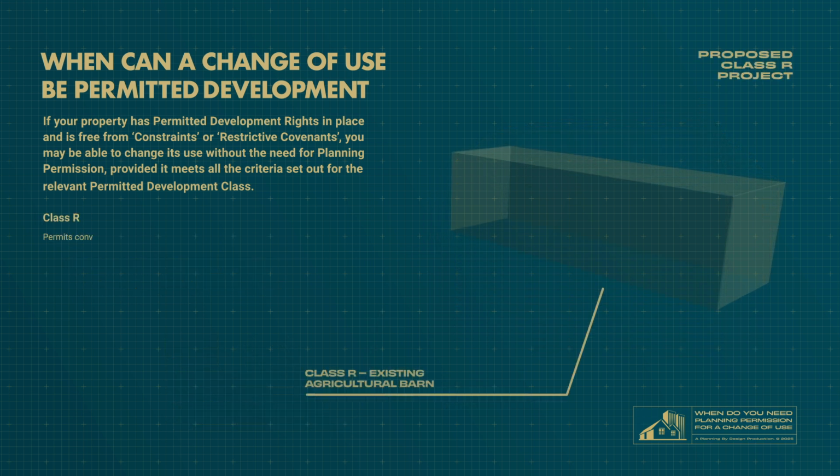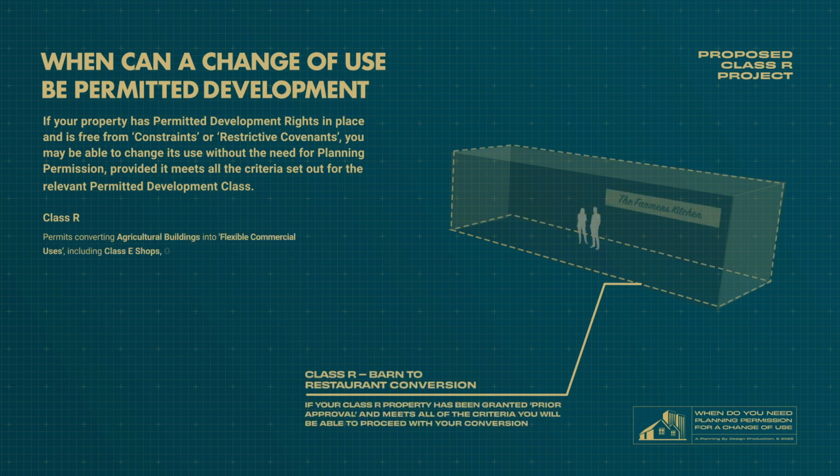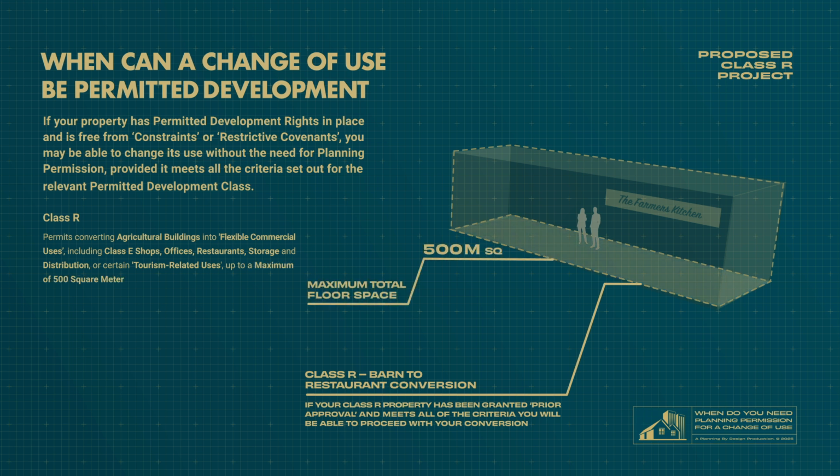Class R permits converting agricultural buildings into flexible commercial uses, including Class E shops, offices, restaurants, storage and distribution, or certain tourism-related uses, up to a maximum of 500 square metres. Depending on the site, prior approval may be needed to assess transport, noise and flood risk.